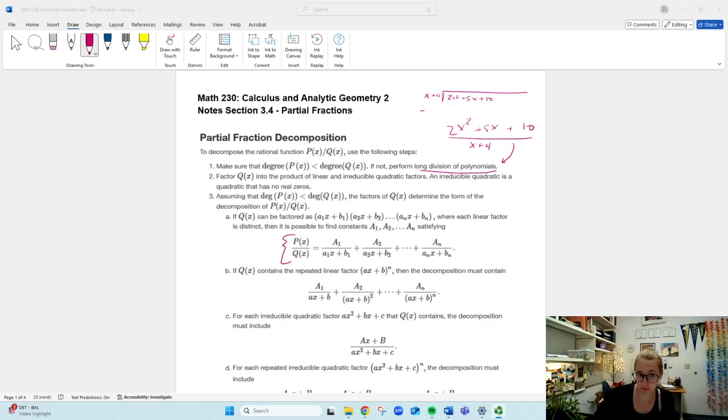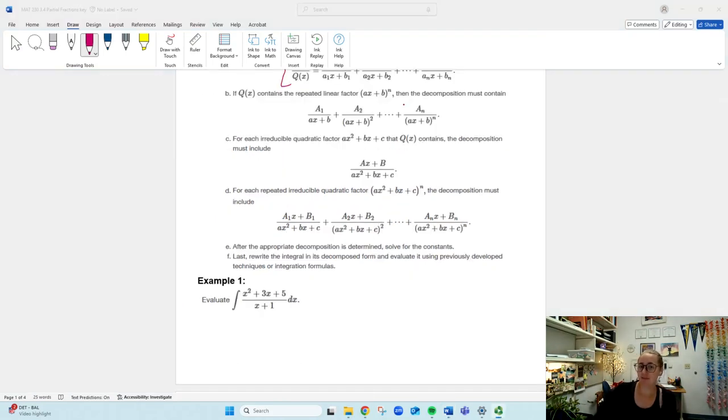Okay, so if we're not performing long division, then we need to look at our denominators. So this q of x that's on our denominator, write it into factors. If there are multiple factors, then I can write it into factors, and those are going to be the fractions that I'm going to turn them into. So there's a lot of rules here, but we'll talk about them as we're going on. I actually just want to jump into this example.